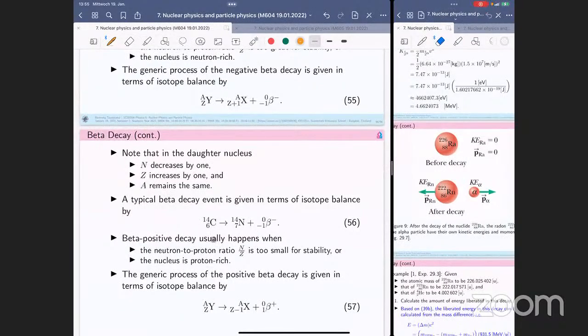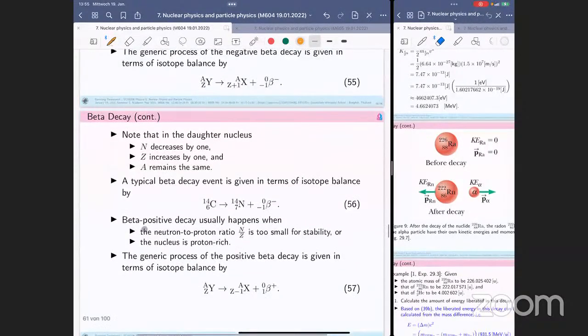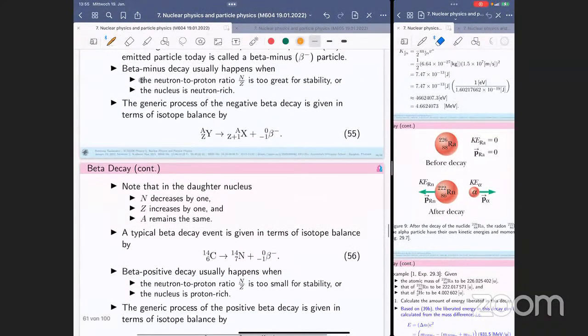Beta positive decay is another version of the beta negative decay that you have seen before. Beta positive decay was found later than the beta minus decay. What is the situation when beta positive decay will take place? Let's get back. Beta minus decay will take place when there are too many neutrons inside the nucleus, or in a mathematical way, the neutron to proton ratio is too great. So a neutron has to be converted to a proton.